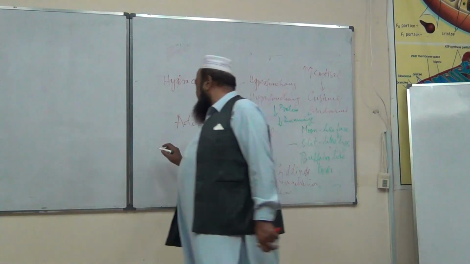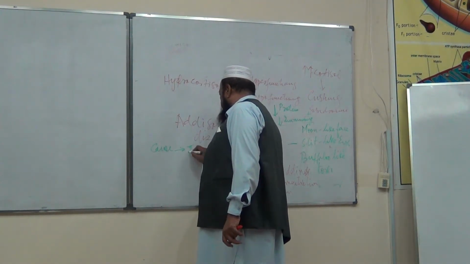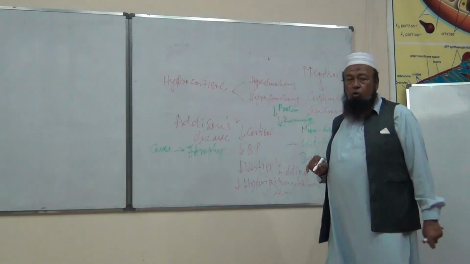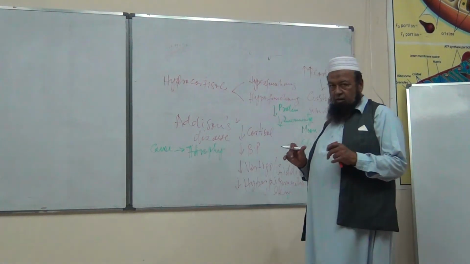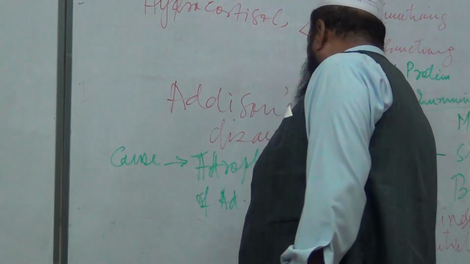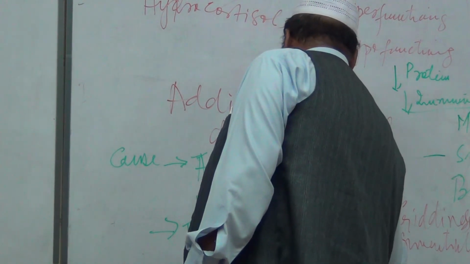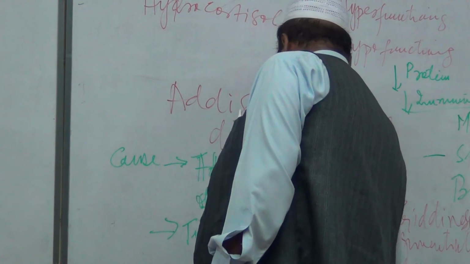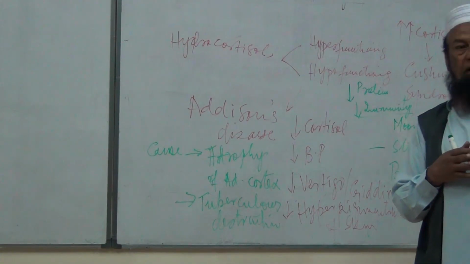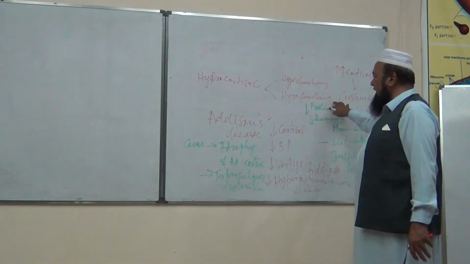As far as the cause of Addison's disease is concerned, we see tuberculous destruction, mostly atrophy, that is, the size of the adrenal cortex is decreased. Atrophy means it becomes shrunken in size. There is tuberculous destruction of the adrenal cortex. As a result, the adrenal cortex mass is decreased, and hydrocortisone is not released in ample amount.